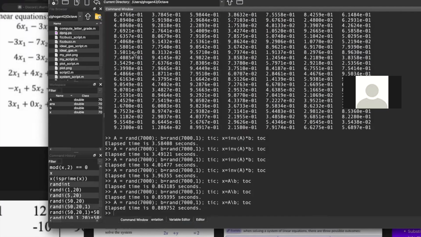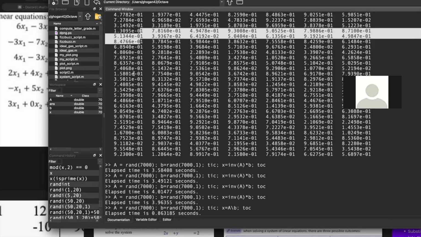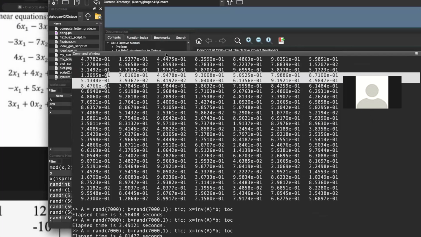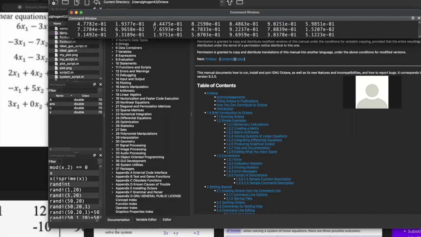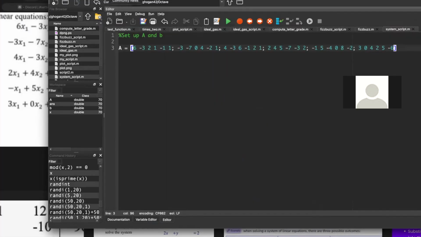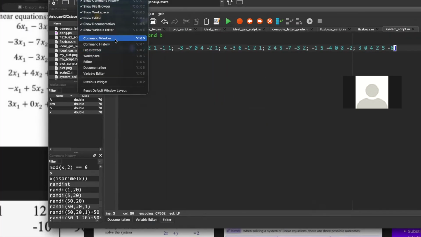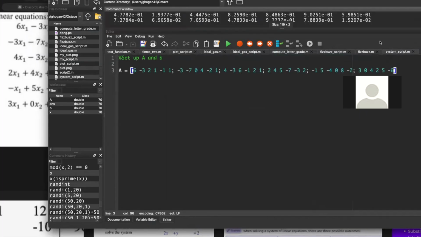And let's see if I can put the command window somewhere. No, I can't detach it. Okay. Well, I have failed. How did the help window get up here? Window, command window, attach. Okay, that's good.